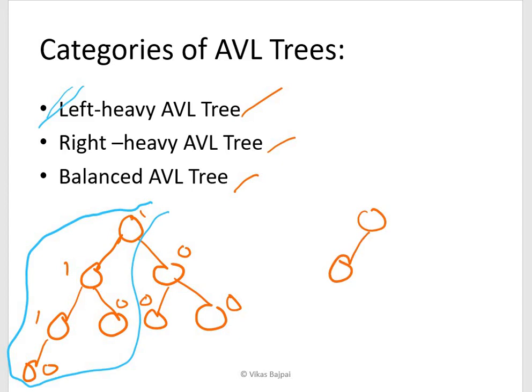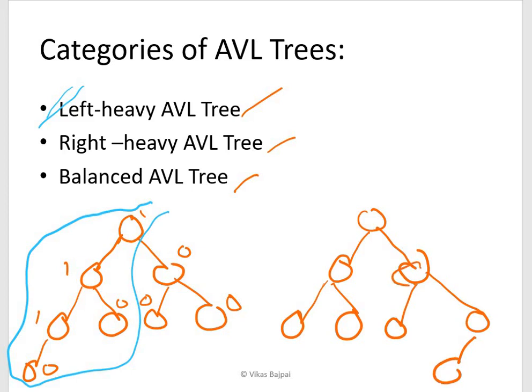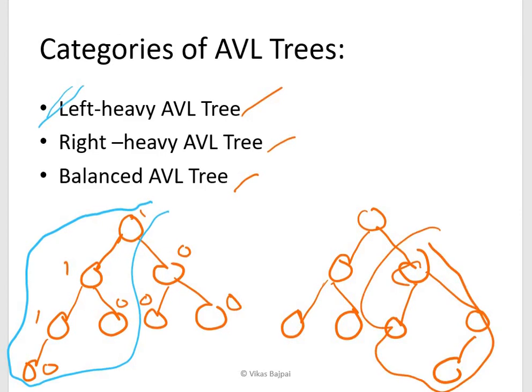And other can be just, maybe we can take a replica of it, or maybe something like this, and I can have some more to this side, I can have some more to this side. And looking at this, what we see is that okay, we are able to get this particular part and we'll term it as right heavy AVL tree. And then we have something called balanced AVL tree.